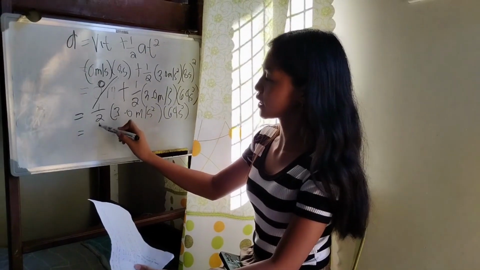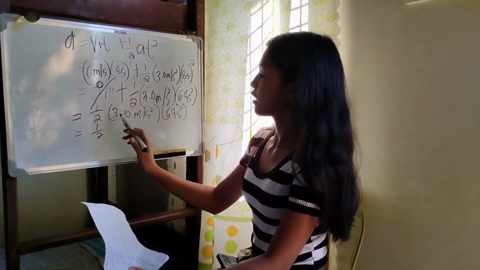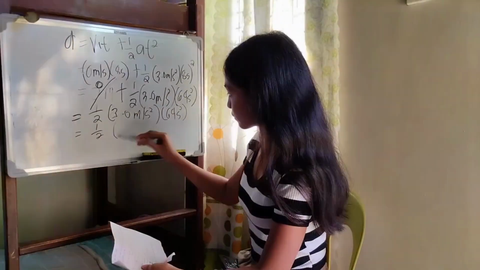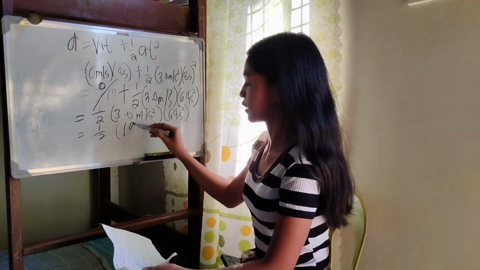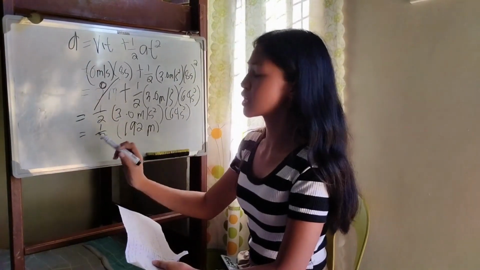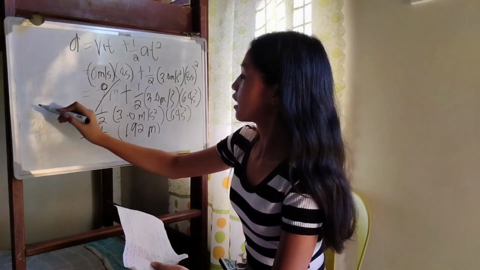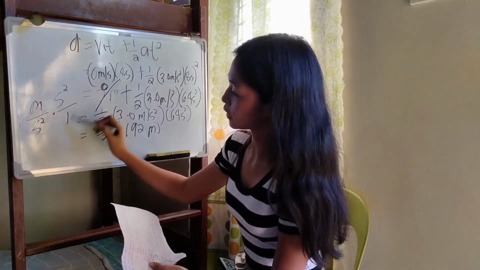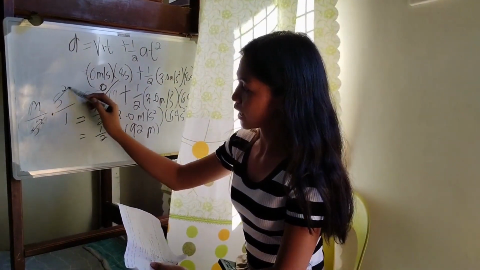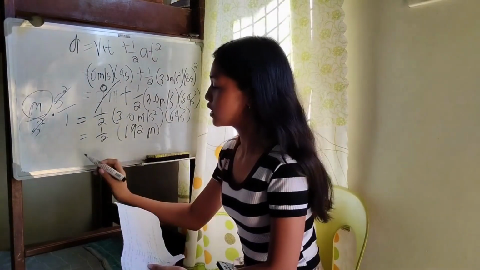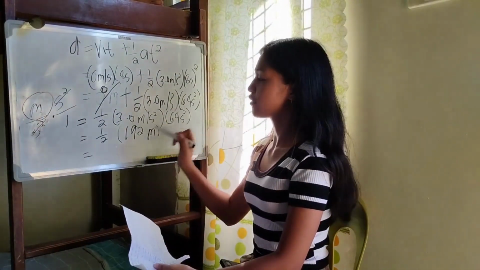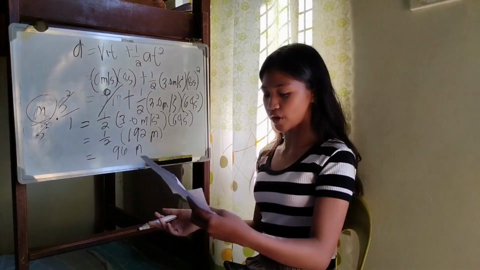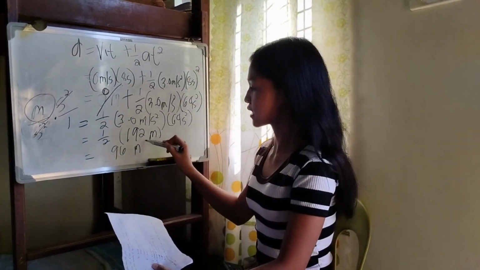So we will copy the 1/2 and we will solve for 3.0 meters per second squared times 64 seconds squared, which is 192 meters. It is meters because we use the cancellation of the unit: m over seconds squared times seconds squared over 1. So we will cancel out the s squared and the remaining unit will be our unit. The last step, we will solve for 1/2 times 192 meters, which is 96 meters. So therefore, our distance is 96 meters.